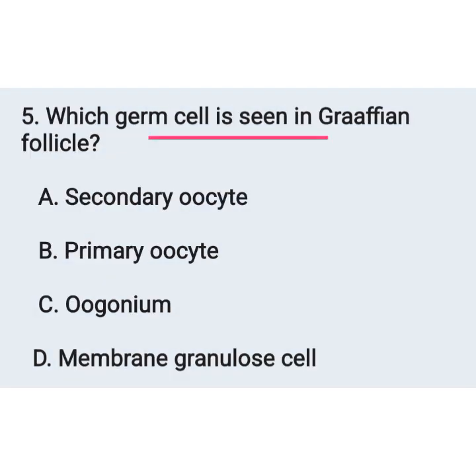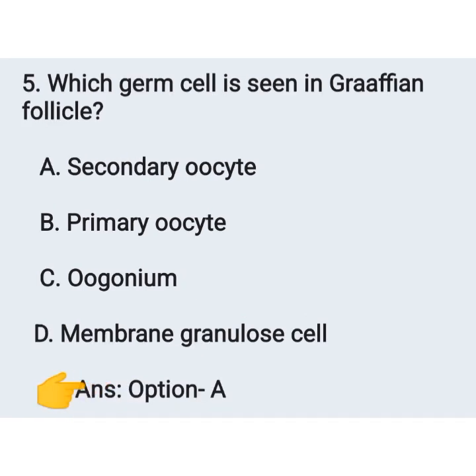Which germ cell is seen in Graafian follicles? Options, option A secondary oocyte, option B primary oocyte, option C oogonium, option D membrana granulosa cells. The germ cell seen in Graafian follicles is the secondary oocyte. Option A is the correct answer.